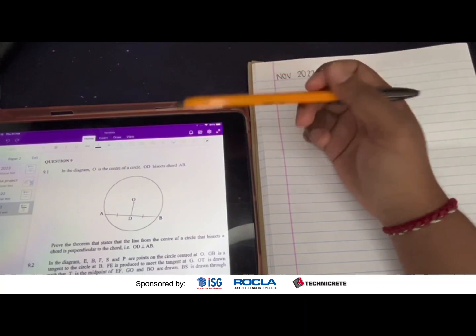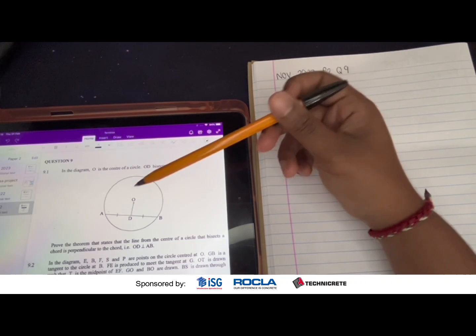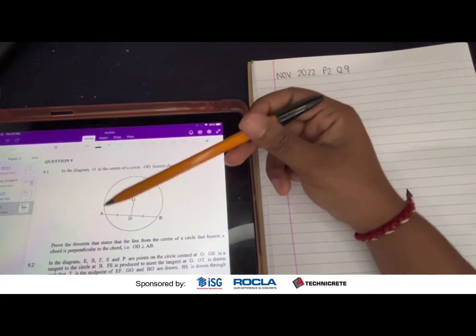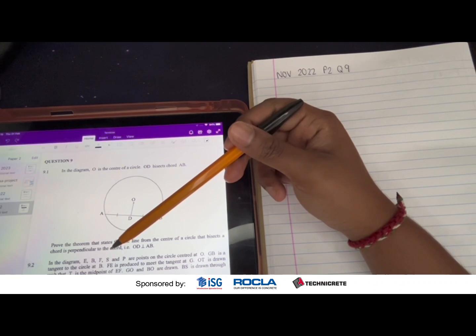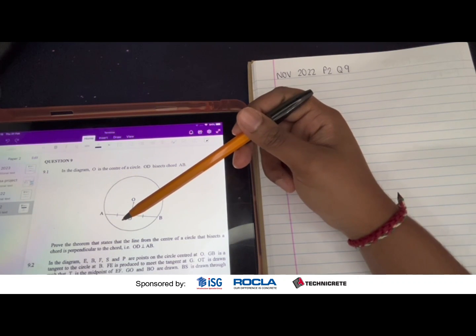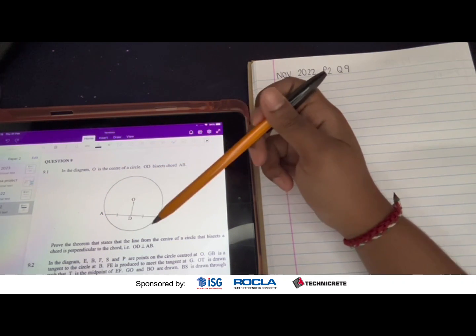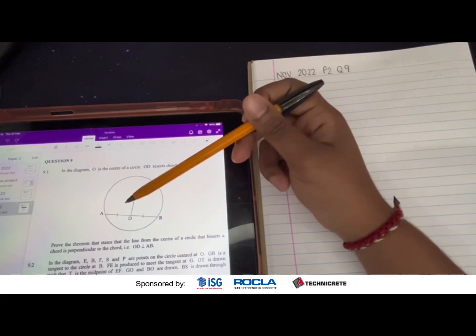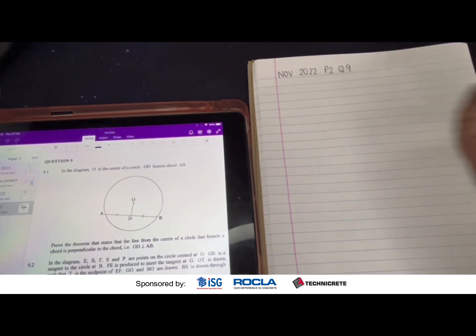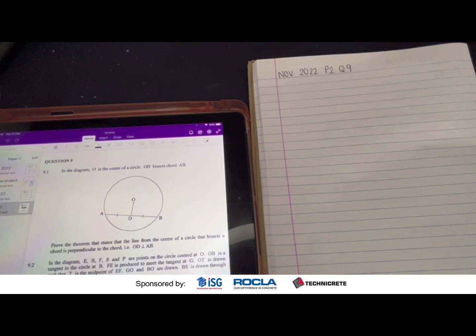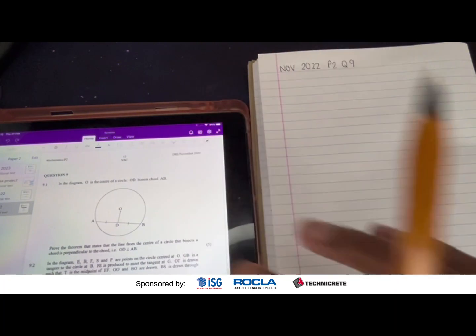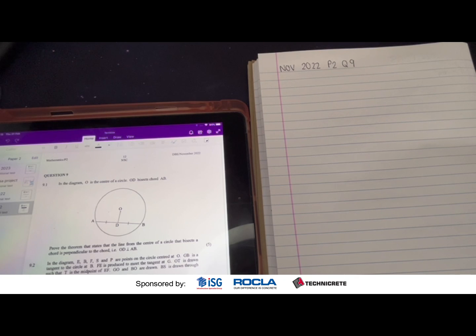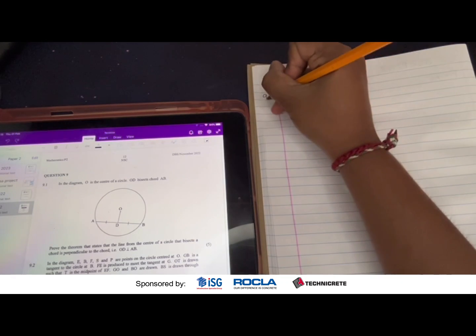It says, in the diagram, O is the center of the circle. OD bisects chord AB. Prove the theorem that states that the line from the center of the circle that bisects a chord is perpendicular. So they're wanting us to prove that OD is perpendicular to AB. So this is a proof question, and this question is 5 marks. So you can easily score 5 marks in your paper if you just know how to prove.